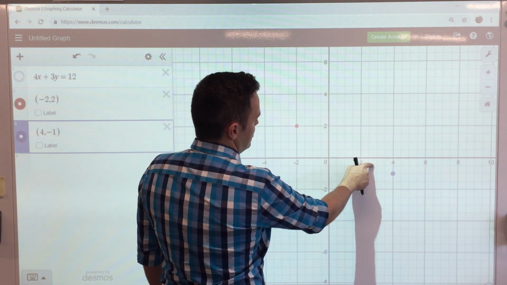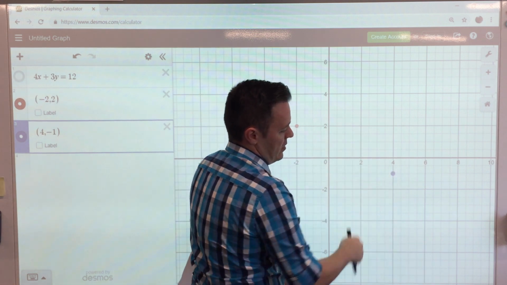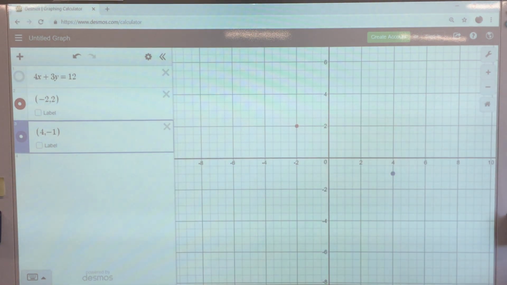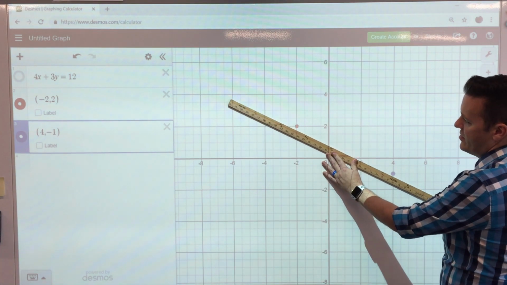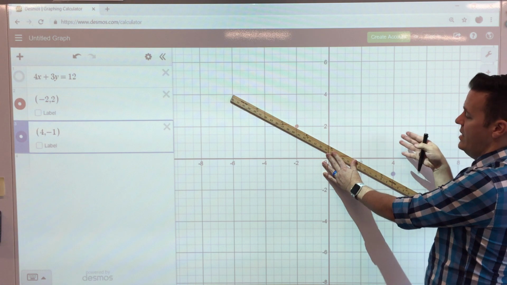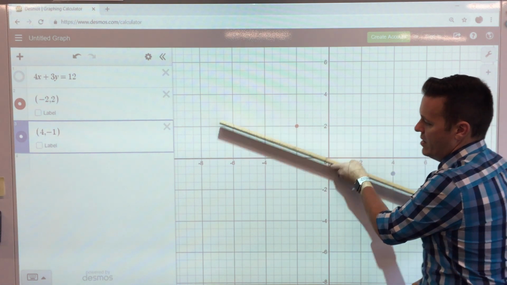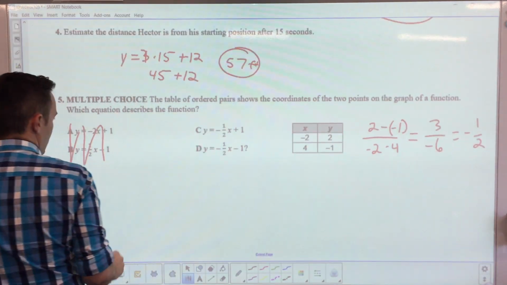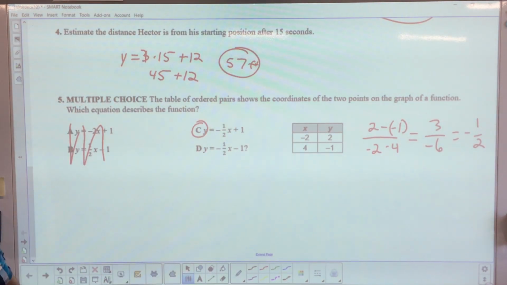If I were to connect these 2 points on a graph, is this a negative line? If I have this ruler and I put the ruler on it, is that a positive or negative slope? Well, left to right, it is negative. And then where is the intersection? It's going to be around a positive 1. So if you know that, C is the answer. Okay, it's not negative, it's going to be a positive 1.